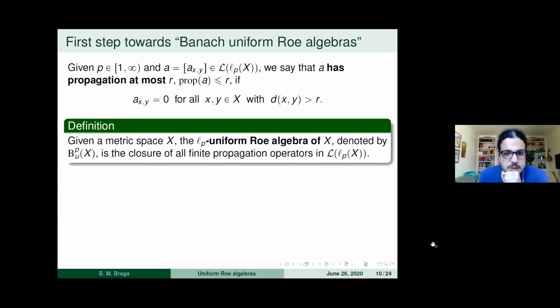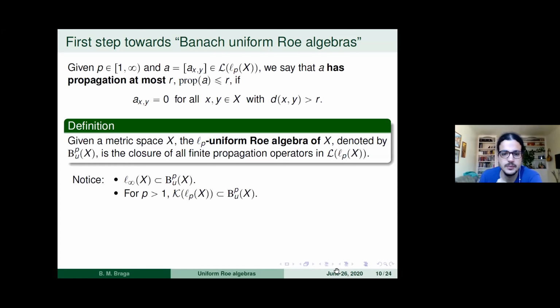Those algebras satisfy very similar properties to the uniform Roe algebra. For example, for exactly the same reason I mentioned before, the little ell infinity of X can be identified with the diagonal matrices, so you have this containment regardless of the metric we have on X. If p is bigger than one, the same justification I gave before works for this containment here: the algebra would contain the compacts.